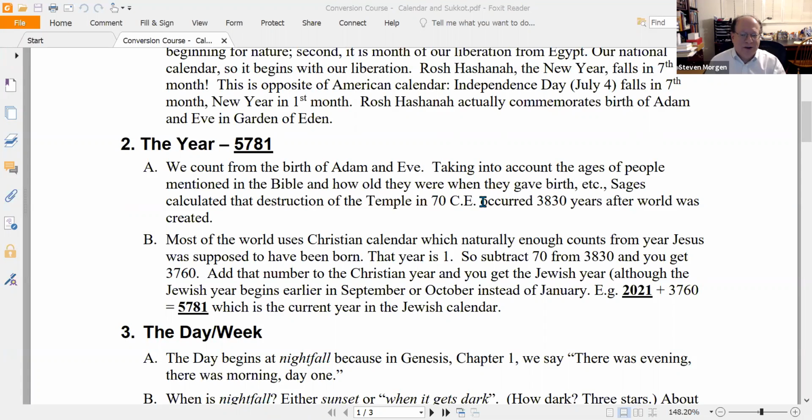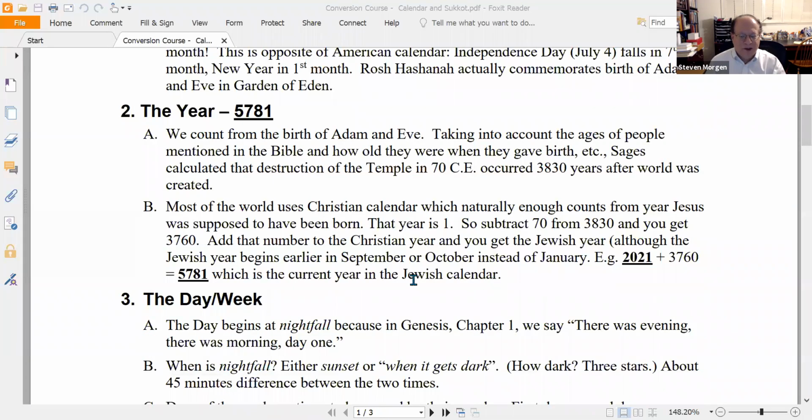So common era. The way the world commonly counts years, at least in the Western world, the destruction of the temple is year 70. That's when the temple was destroyed. In the Jewish calendar, that's 3830. So again, with a little bit of math, sorry for the math in today's class, you subtract 70 from 3830 and you get 3760. If you add that number to the Christian year, you'll get the Jewish year. For instance, we're going to be entering 2021 in the Western calendar, and you add 3760 to that, and you get 5781, which is the Jewish calendar.